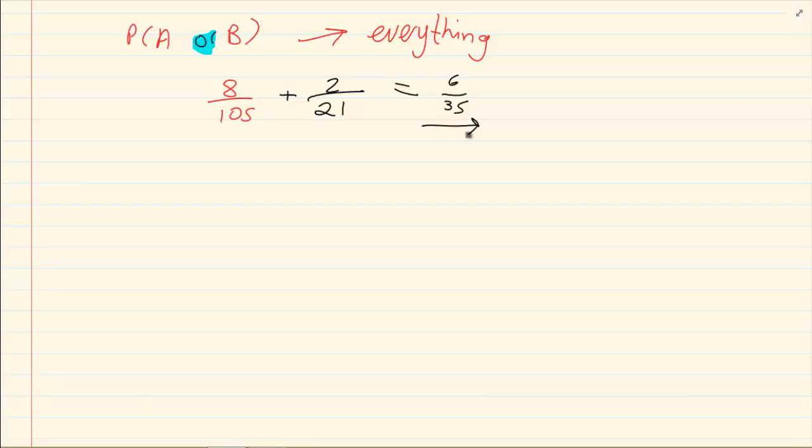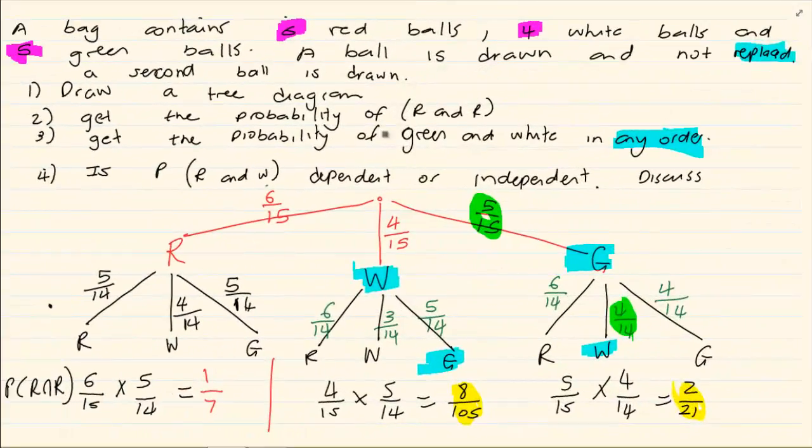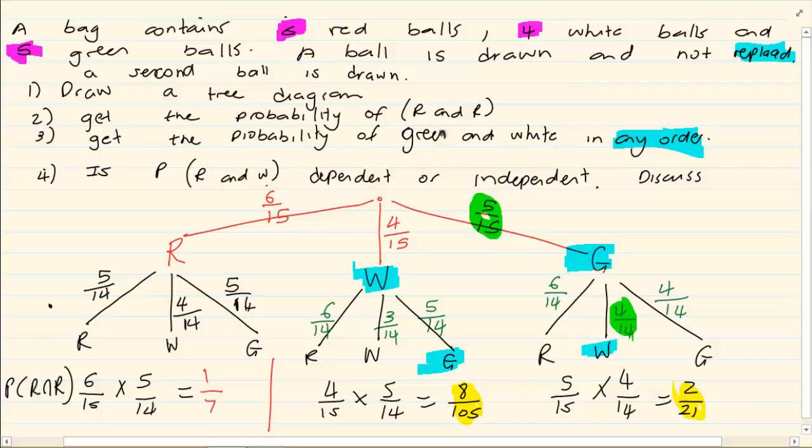Now if they change the question and they said, what is the probability of getting green and white in that specific order? Then the only option we could use was this one here. Because green and then white meant 2 over 21. Then that probability would be 2 over 21.